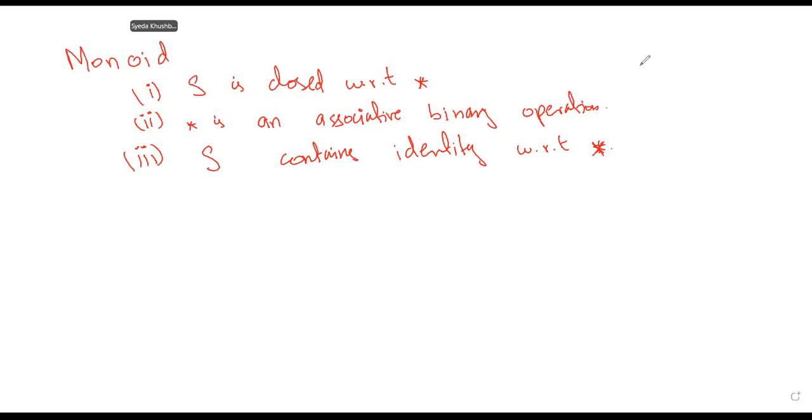Now we have three things. For a set S to be a monoid, it should be closed with respect to the binary operation, the binary operation should be associative, and S contains identity with respect to the binary operation. So we'll talk about two examples. Let's say we have the set of natural numbers with respect to addition, and the set of natural numbers with respect to multiplication. Let's see if these two sets are monoids.